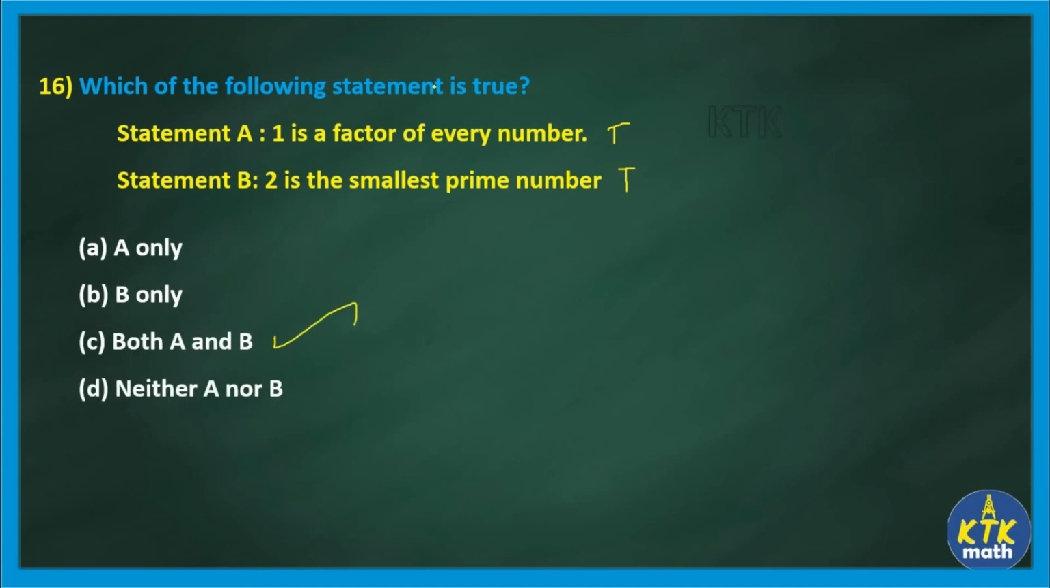You just observe the question. They are asking which of the following statements is true. So both the statements are true. We know that 1 is a factor of all the numbers. Whenever you are writing a factors list, you are going to write 1 at the first. In the same way, we know that in the prime numbers list, 2 is the smallest prime number. So question number 16, your answer is option C. Both A and B are true.